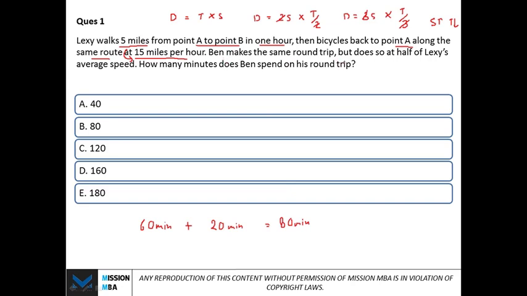Ben makes the same round trip but does so at half of Lexi's average speed. Now, Ben is doing the same work but at half of Lexi's speed. So Ben's time will be doubled. So Ben is going to take 160 minutes for the same distance. And what the question asks, how many minutes does Ben spend on the round trip? So the answer is 160 minutes. How quickly we were there.